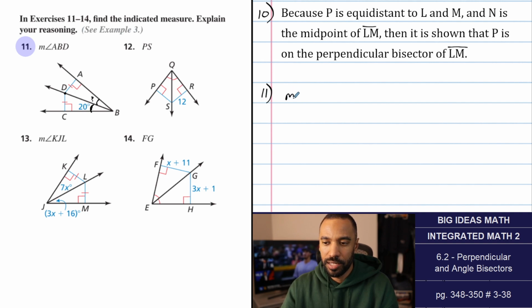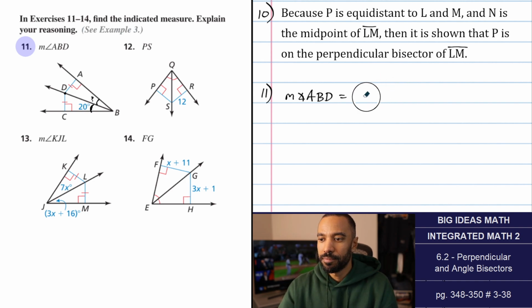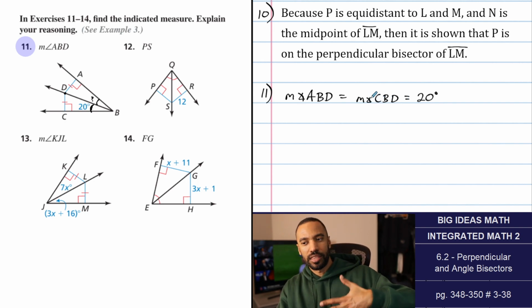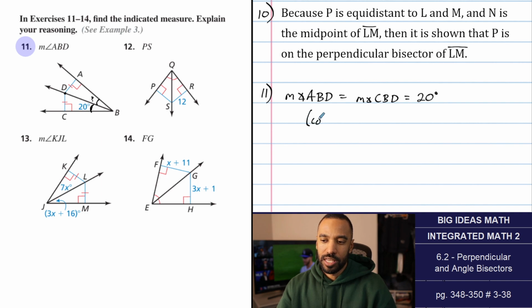They say explain your reasoning. This is the converse of the angle bisector theorem. You know what I should be putting? I should be putting this: the measure of angle CBD equals 20 degrees. I'm just bringing up that knowledge that this is what we're actually looking into. So that is the converse of the angle bisector theorem.